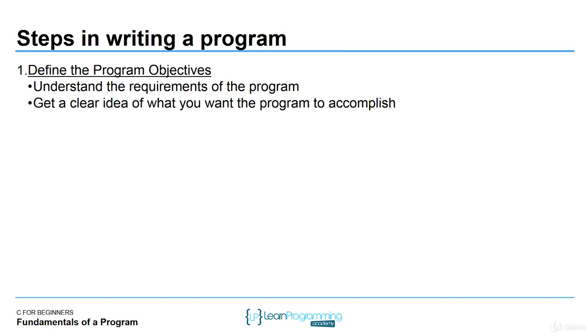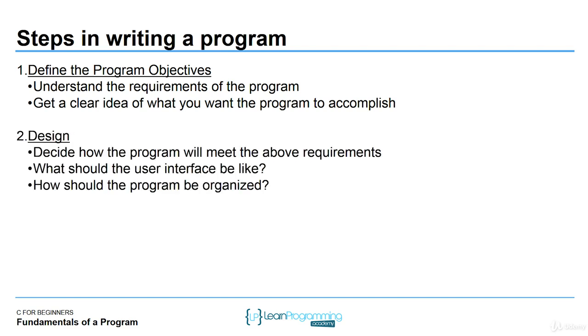The first step is going to be to define the program objectives. This is where you're going to understand the requirements. You cannot start writing code unless you understand what you need to do. So you need to get a clear idea of what you want to accomplish in this step. After you understand the requirements, you're then going to start to design the code. When you design the code, this is how the code is going to meet the requirements. What's the user interface going to look like if it's required? How are you going to organize your program? Are you going to create different functions and try to create different algorithms and so forth?